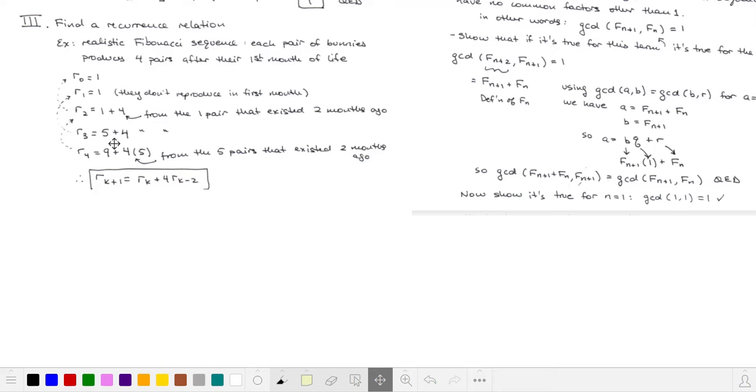So then on the next month, we have 5, which is how many we started with, plus 4 times the number of bunnies we had 2 months ago, because remember, they don't reproduce their first month of life. So this is 5 plus 4, 9. Then my next term would be 9 plus 4 times however many bunnies there were 2 months ago, so that's 5, 4 times 5. So you're starting to see that recursively it has to be defined like this. It has to be the previous term plus 4 times however many pairs of bunnies there were 2 months ago.